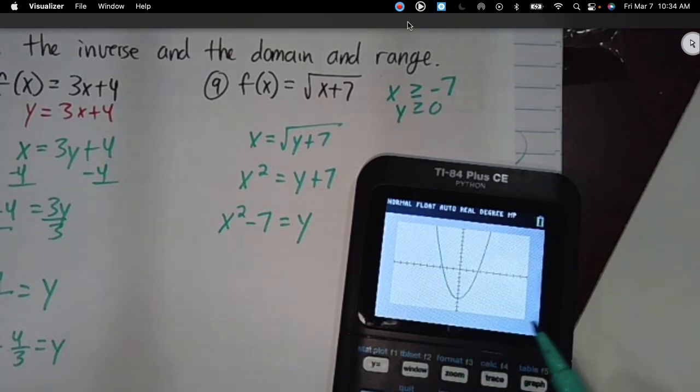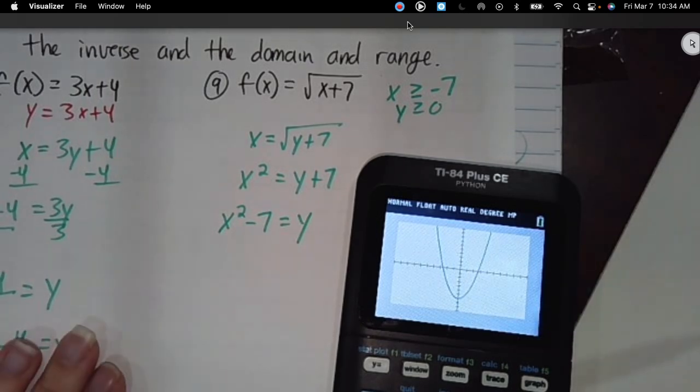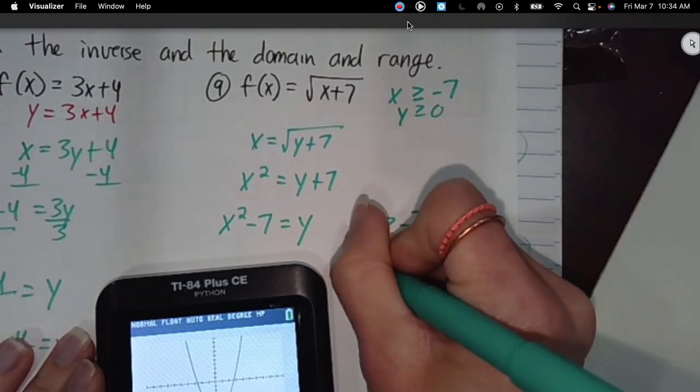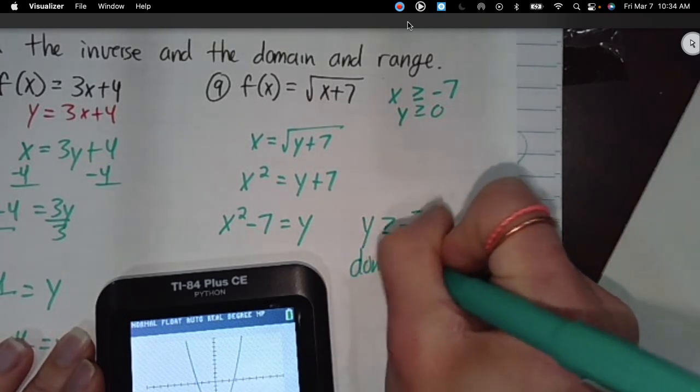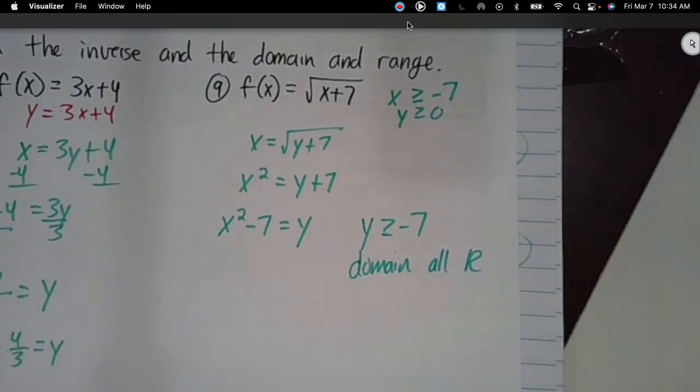Our x values, so this one is a little bit different. Our x values do go on forever. They go to the right forever, and they go to the left forever. So my x values are actually all real numbers. What about my y values though? They are greater than or equal to -7. So y is greater than or equal to -7, and my domain is all real. That one was a little bit different on the domain. But see how that's similar on just switching your x and y? That's what we did yesterday.